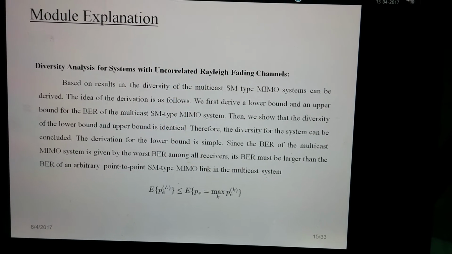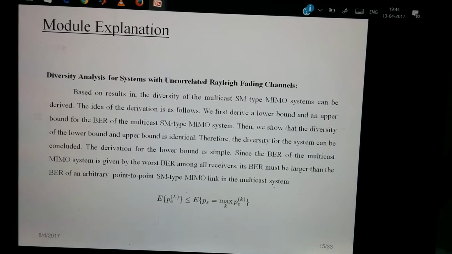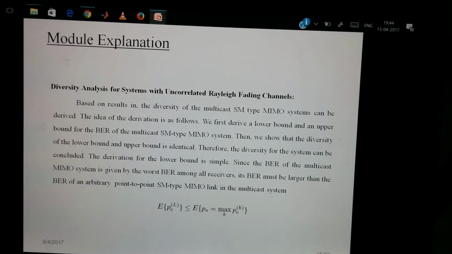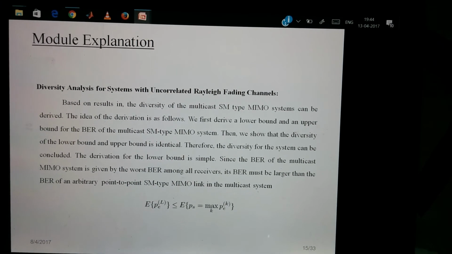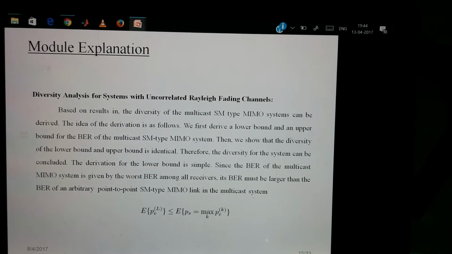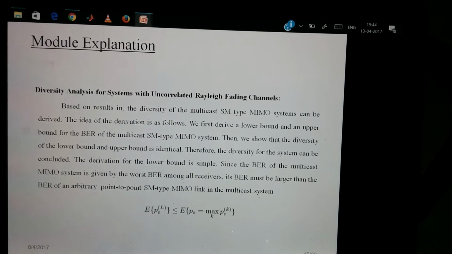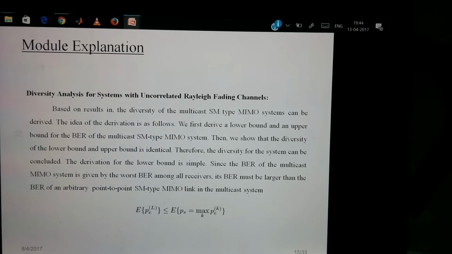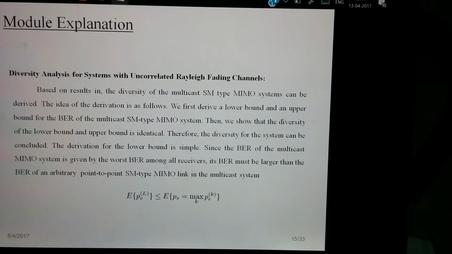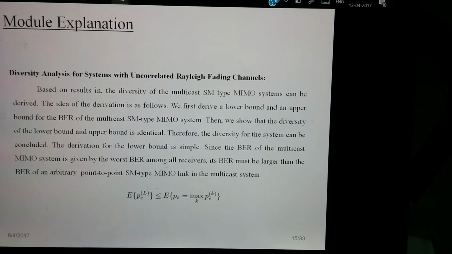The next module is diversity analysis for systems with uncorrelated Rayleigh fading channel. As I've already mentioned in the abstract, we'll be considering an uncorrelated Rayleigh fading channel. What is an uncorrelated Rayleigh fading channel? Uncorrelated means a group of channels with different characteristics are considered to be uncorrelated, and Rayleigh fading channels are those channels that explain the signal characteristics along with the environmental parameters. By this analysis, we'll be concluding the equation rho_E(L) less than or equal to rho_E equals maximum of rho_E(k).